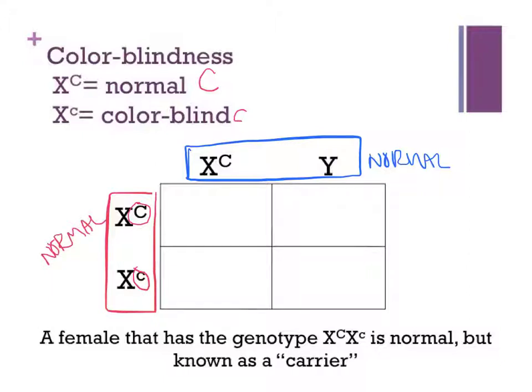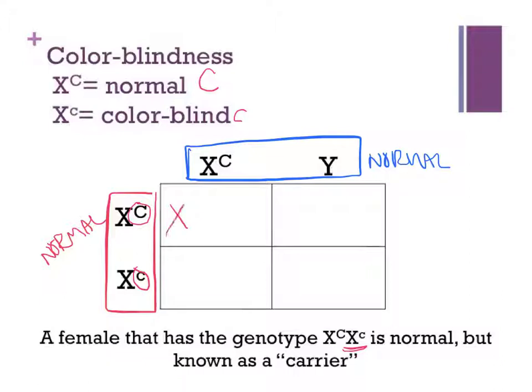And what will the offspring look like? Well, just so you know, the female, because it has one of these recessive alleles, is known as a carrier. You can't have a carrier male because whatever gene they have on their X chromosome is the only allele that they have. So if we go ahead, we can write these out.